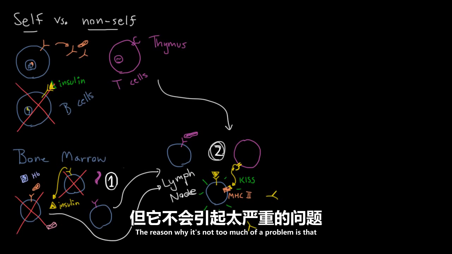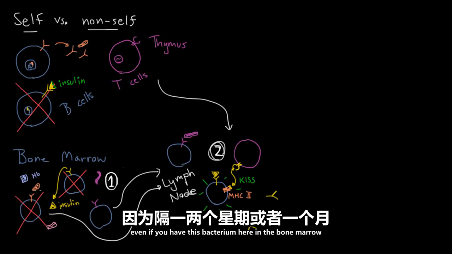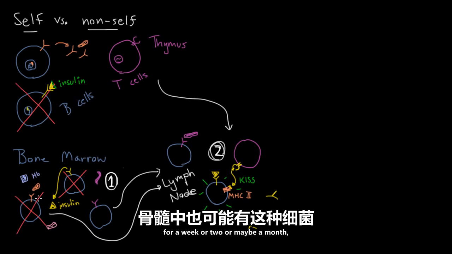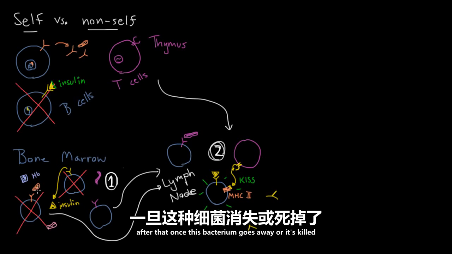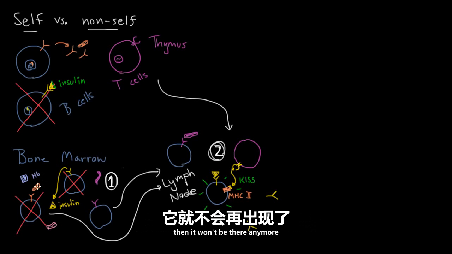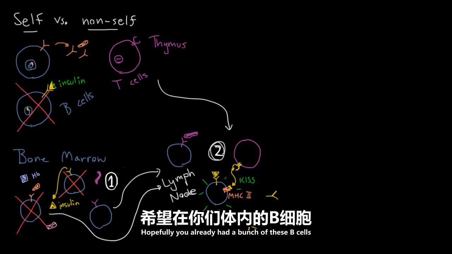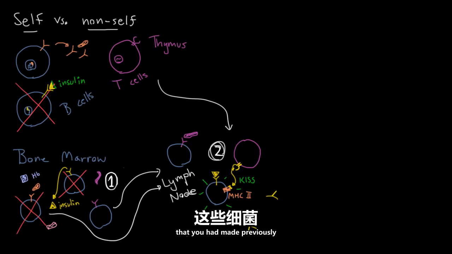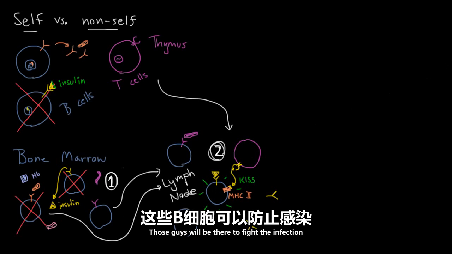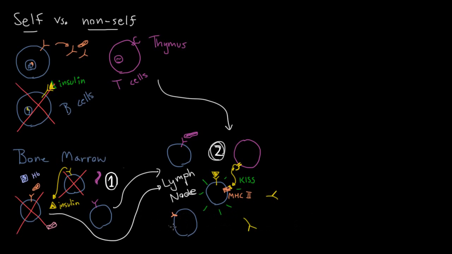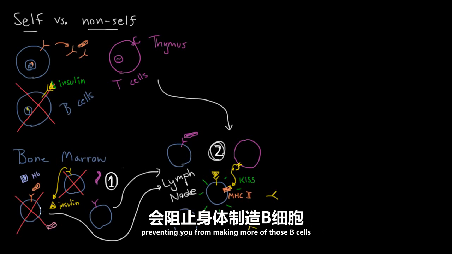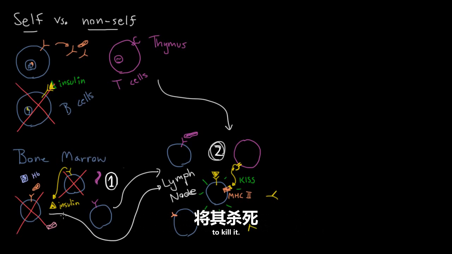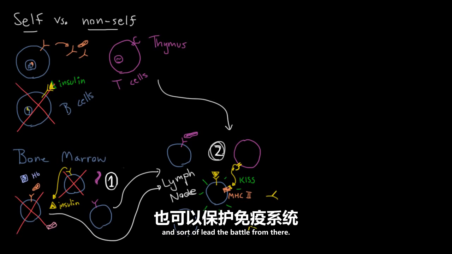But the reason why it's not too much of a problem is that even if you have this bacterium here in the bone marrow for a week or two, or maybe a month, after that, once this bacterium goes away or is killed, then it won't be there anymore, and you can start producing these B cells that react to that bacterium again. And hopefully you already had a bunch of these B cells that could react to this bacterium that you had made previously and that were already out in the lymph nodes. And so those guys will be there to fight the infection, while maybe the infection might be in your bone marrow, preventing you from making more of those B cells to kill it. So you already have some of those B cells out there in the lymph nodes, and they can proliferate out there and sort of lead the battle from there.